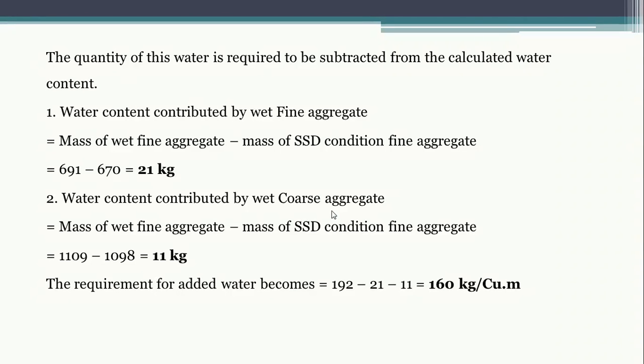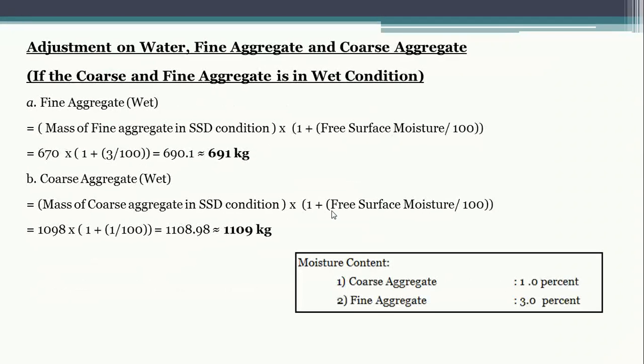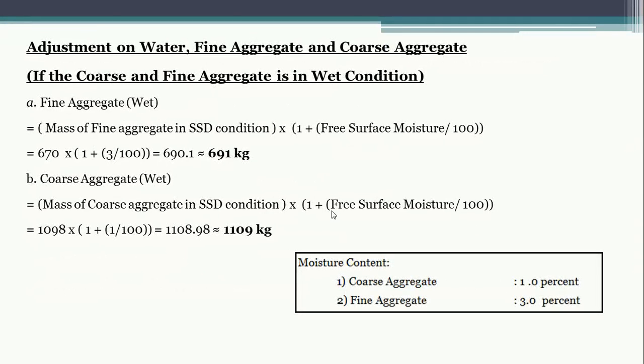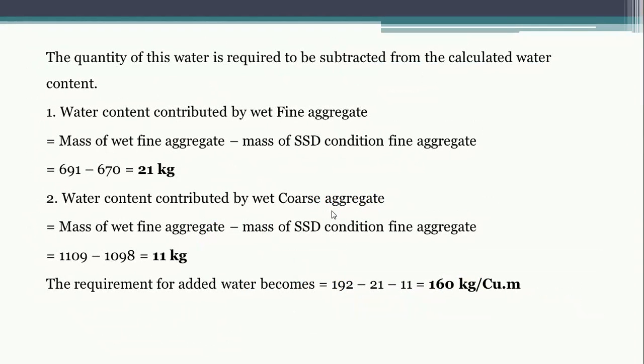So mass of wet coarse aggregate is 1109 kg, minus mass of coarse aggregate in SSD condition, which is 1098 kg. If you take the difference between those two, you will get 11 kg. So based on the free surface moisture present, there is extra water present in the coarse aggregate for 1 cubic meter of concrete.